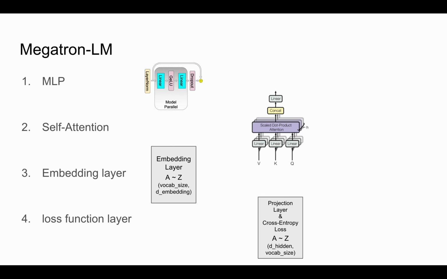In the Megatron-LM paper, they partition 4 types of layer. First is MLP, and second is self-attention. Those two layers are the main blocks of the transformer. Third is the embedding layer, and last one is the loss function layer.